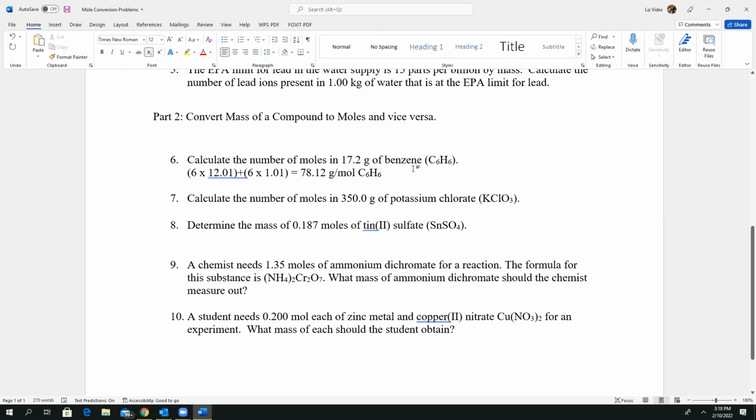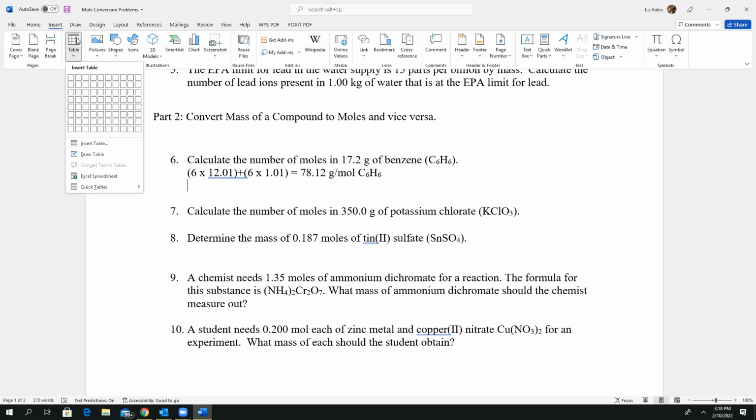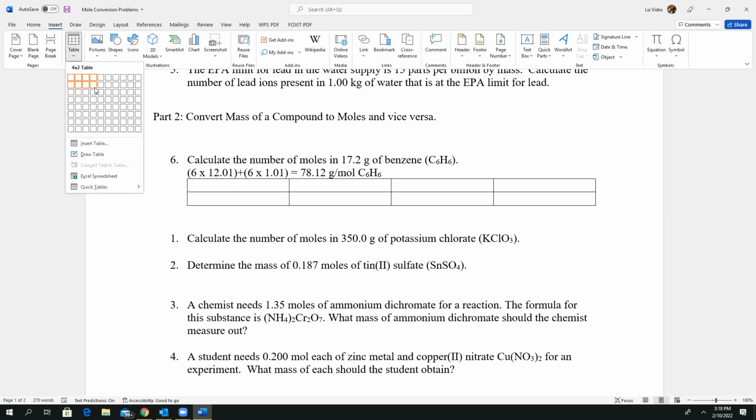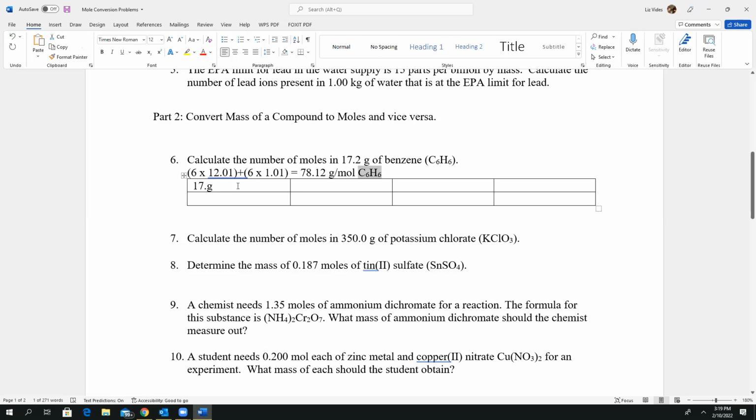Now, how do we calculate the rest? Well, we've been doing it all along. So what we need to do is insert the table like I do, with a 4 anyway, even though we probably will not need but one. All right, so what they're asking us is 17.2 grams of benzene. I'm just going to copy this, be easier. There we go.